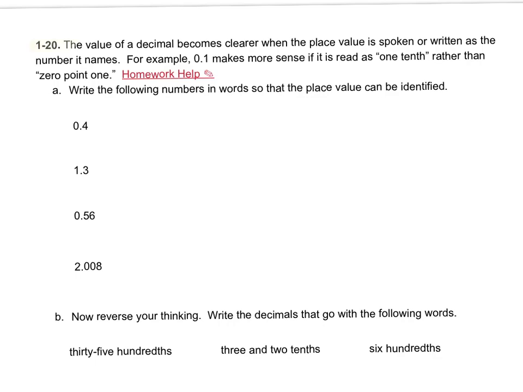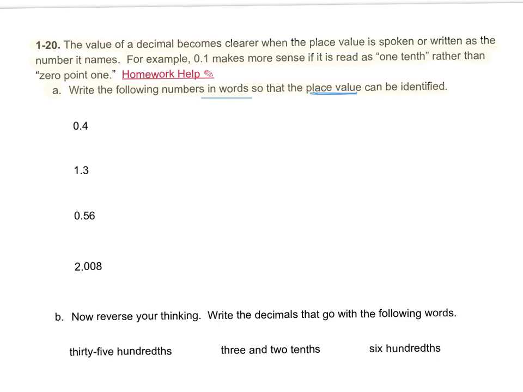1-20. The value of a decimal becomes clearer when the place value is spoken or written as the number it names. For example, the number 0.1 makes more sense if it's read as 1/10 rather than 0.1. In the directions for A, it says, write the following numbers in words so that the place value can be identified.